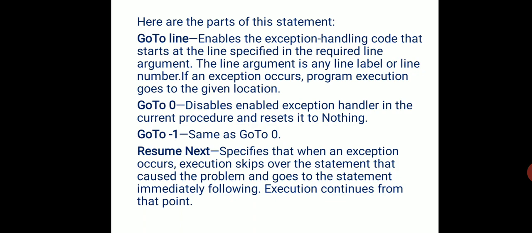Go to 0 means it disables the enabled exception handler in the current procedure and resets it to nothing, so it will turn off the exception handling. Go to -1 is the same as go to 0, it also resets the exception handler. And resume next specifies that when an exception occurs, execution skips over the statement that caused the problem and goes to the statement immediately following, so execution continues from that point.